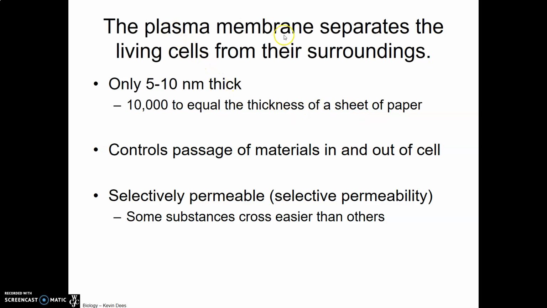Now, the main job of the plasma membrane that surrounds the outer boundary of cells is to control the passage of materials in or out of the cell. And a term called selective permeability is used to describe this in generalized fashion. In other words, a cell membrane being selectively permeable allows some substances to cross the membrane while others are not. Or some substances may cross easier than others.